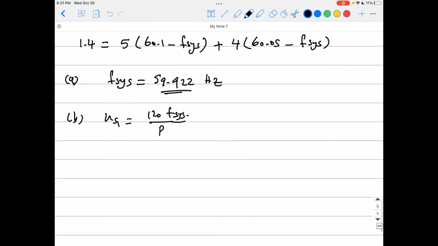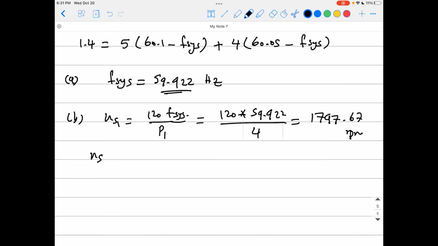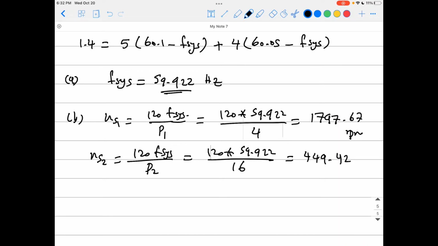When trying to find the speed of the generator, it's 120 F system over P, the number of poles of the first generator. So 120 times the F system, 59.922, divided by the number of poles for the first generator, which is 4. So that's giving you 1797.67 RPMs. The same for the other generator, NS2 equals 120 F system, the same frequency they're working at together, divided by P2, which is 120 times 59.922 divided by the number of poles of the second generator, which is 16. That gives you 449.42 RPMs. Okay, guys?